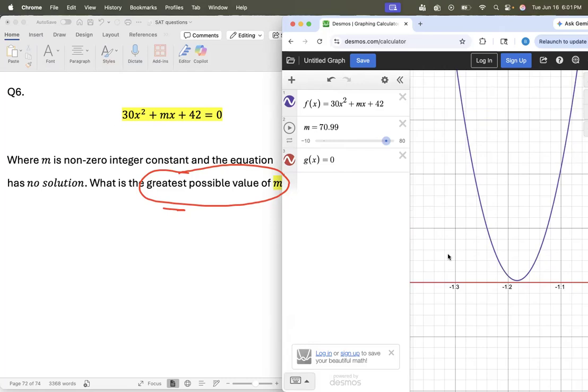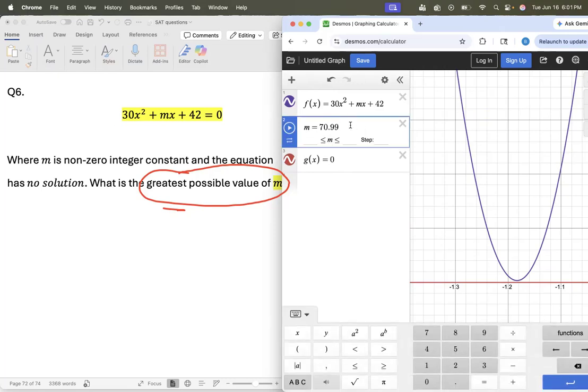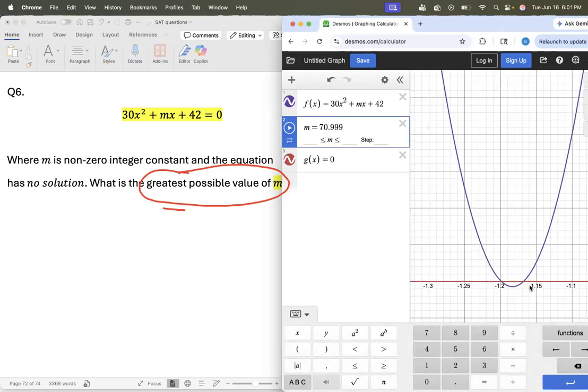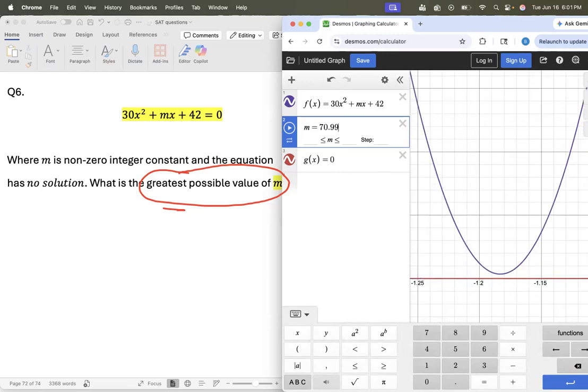I'm trying to show you something. This is how students lose points. The 70.99 is the key. If I pass it, maybe one more, there's a solution. You see? If I take 70, there's no solution. The question says the greatest possible value of m. m has to be what? A non-zero integer. Therefore, what should be your right answer? Think about it.